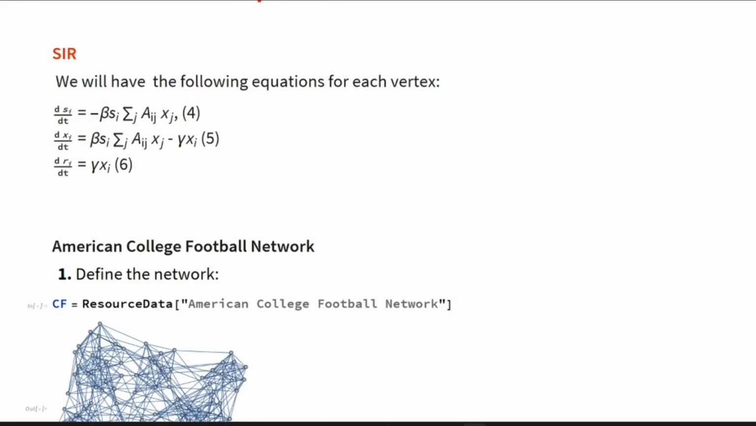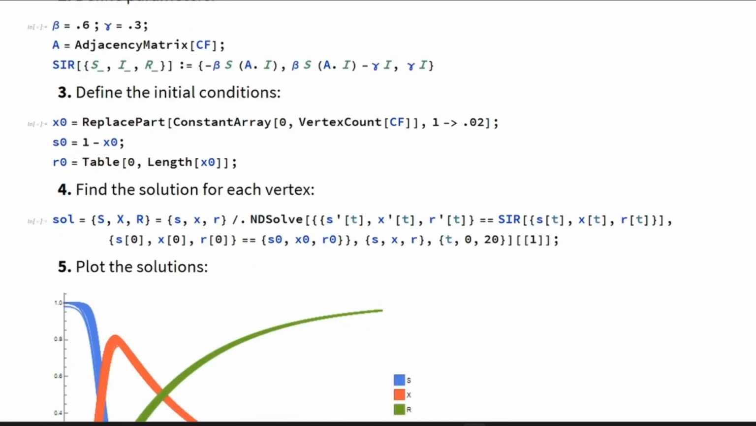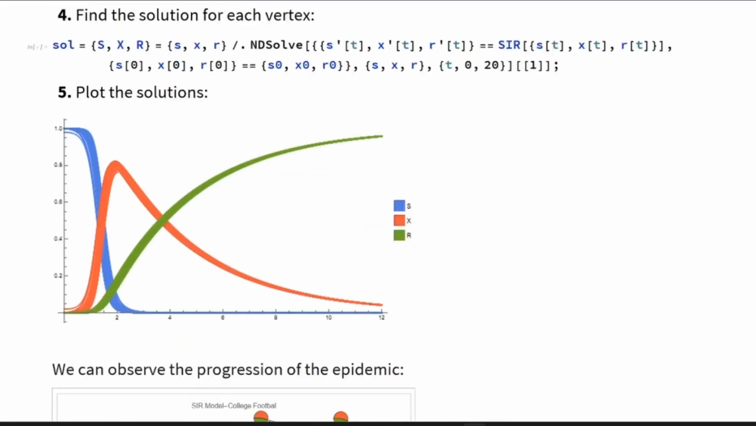We can run the simulation for a disease that follows the SIR epidemic model on the American College Football Network, where the nodes represent college football teams and the edges indicate whether they have competed in a game or not. So they are representing contact and potential infection between teams. To do this, we can define the network, define the parameters, define the initial conditions, and find the solution for each vertex. We can plot the solution, and we can see how as time progresses, the infected population increases, indicating the spread of the epidemic.